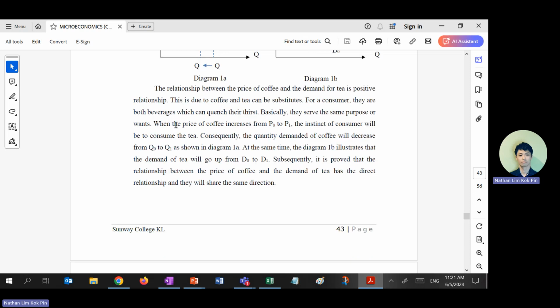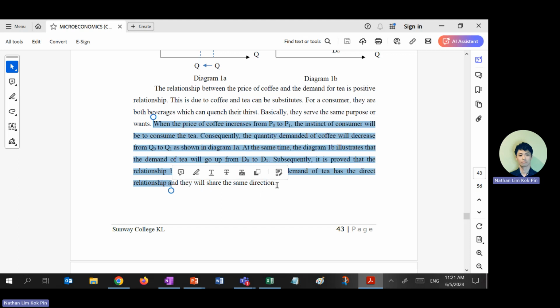Okay, let's continue. So the rest is the same. The rest is model answer for most of the questions. When the price of coffee increases, then it will be quantity demanded. After that, it will be demand. It's proof that they have a direct relationship and they will share the same direction. Don't use positive more than once, because I already used positive relationship on top. So the next one is direct relationship. Okay, this is question 7.